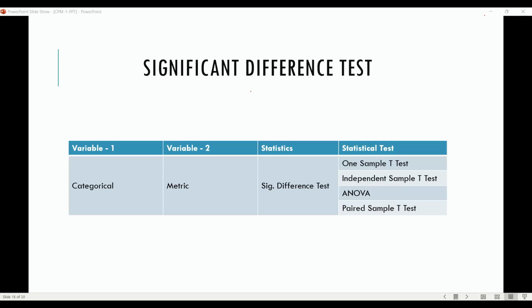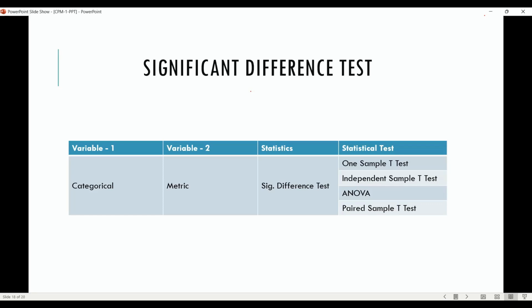So this is what the one sample t-test is. And second is the independent sample t-test. As the name suggests, independent sample t-test means there will be only two categorical data. If there is only two categorical data, then at that point of time, you will be using independent sample t-test.